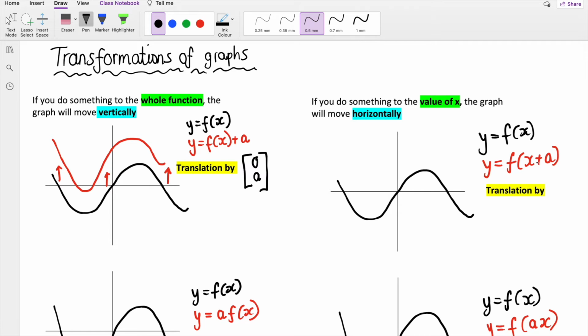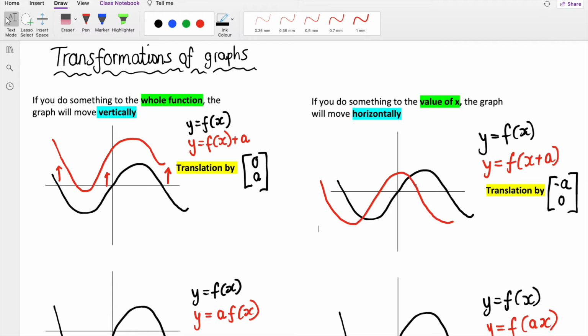Now you might expect this to move along a units on the x-axis, but it's actually going to be the opposite. It's going to be a translation by the vector (minus a, 0). I'm not going up or down in the y-axis at all, but it's the opposite of what you would expect. So actually, I'm going to move to the left by whatever value a is. So my function y equals f of x plus a would look something like this.